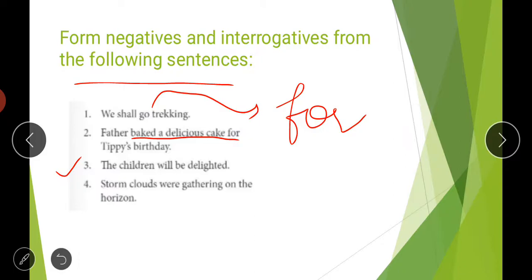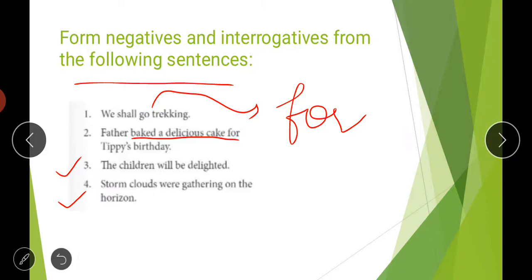And in case of negative, you will simply write, the children will not be delighted, or won't be delighted. So children won't be delighted. In this way you can form the negative and interrogative forms of the sentence. Then the fourth is, storm clouds were gathering on the horizon.